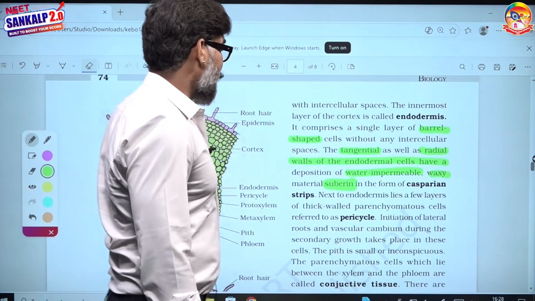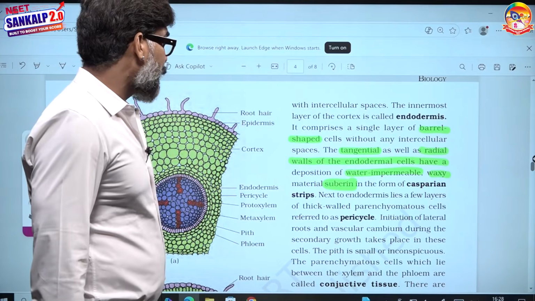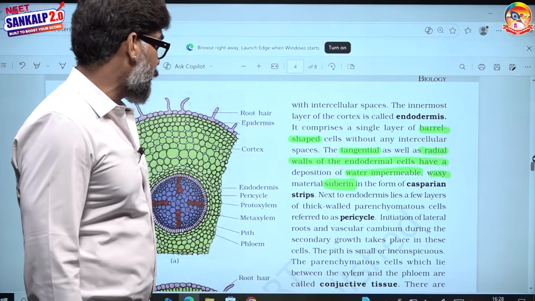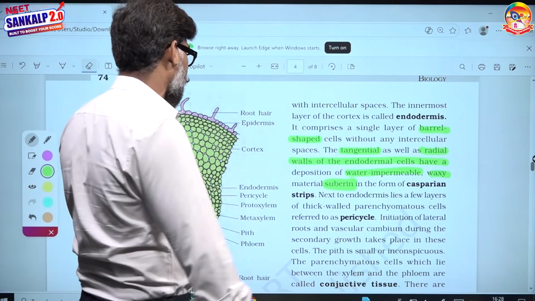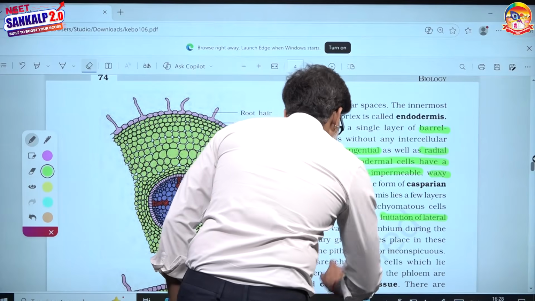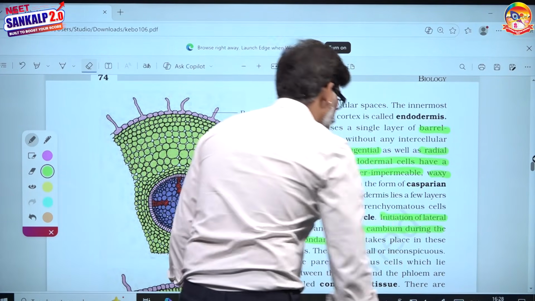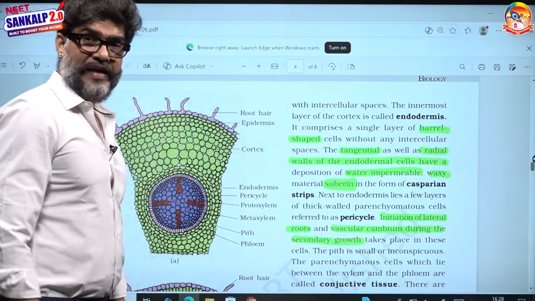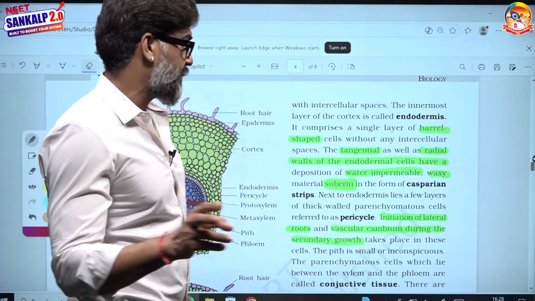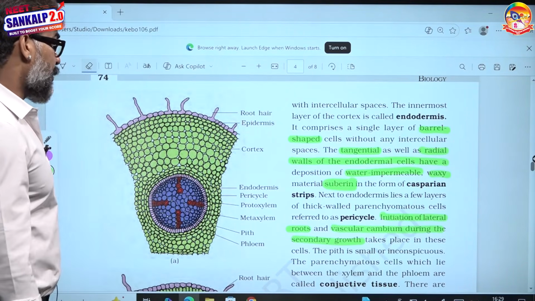Next to the endodermis lie a few layers of thick-walled parenchymatous cells, called pericycle. Initiation of the lateral root and vascular cambium during secondary growth: two functions are mentioned here. Initiation of the lateral roots and development of the vascular cambium during secondary growth are the two functions of pericycle. In dicot root, pericycle performs two functions: one is the initiation of lateral root and the second is secondary growth.